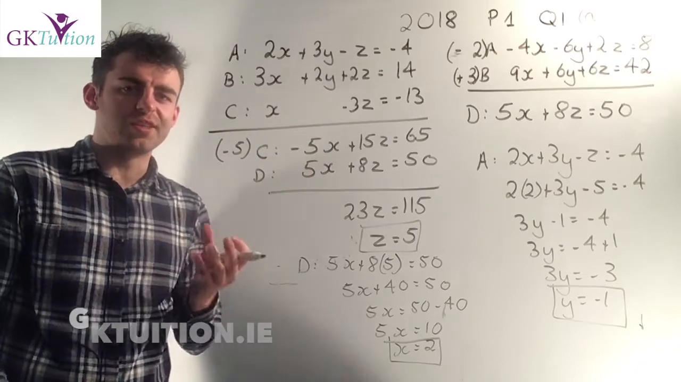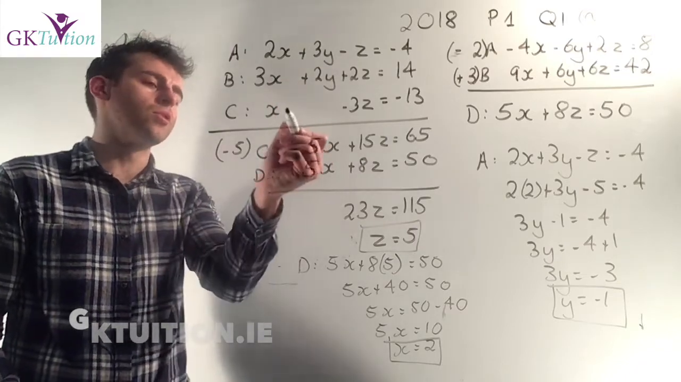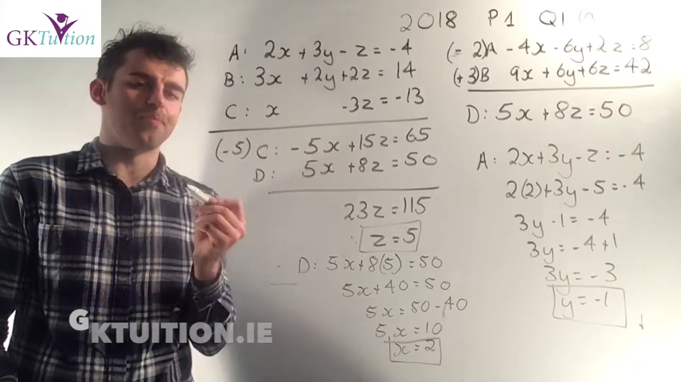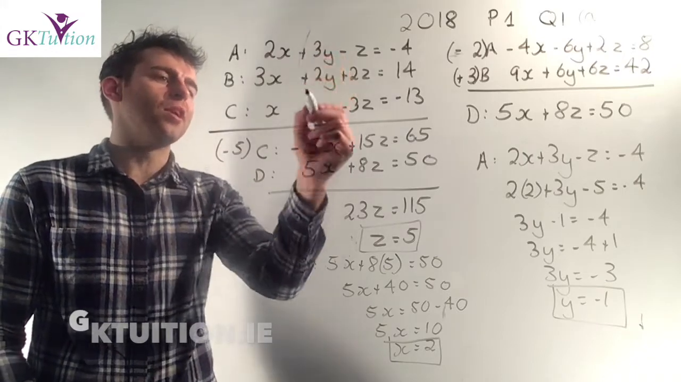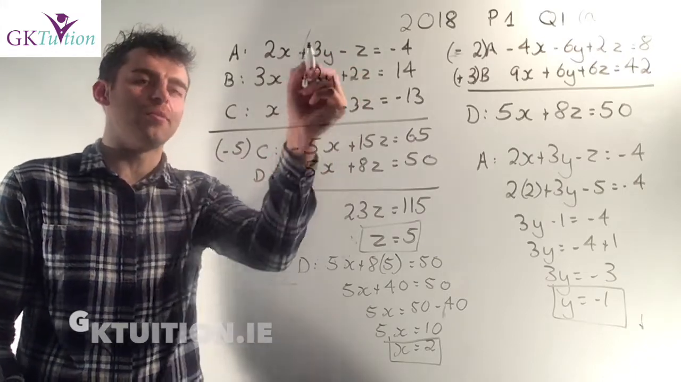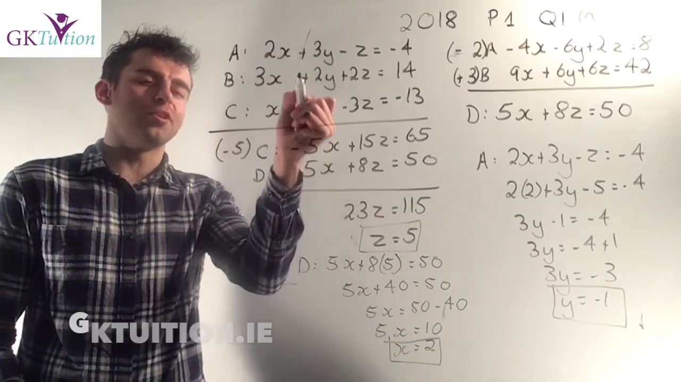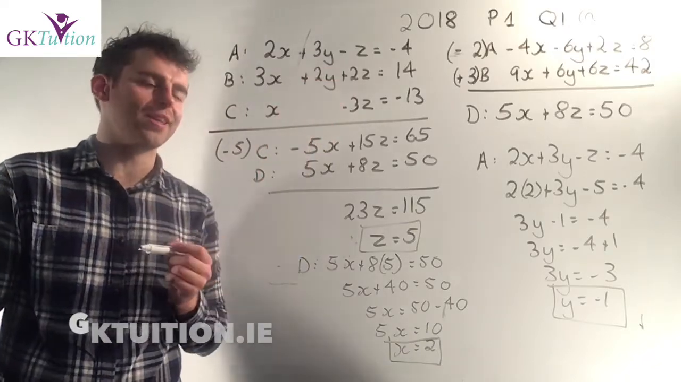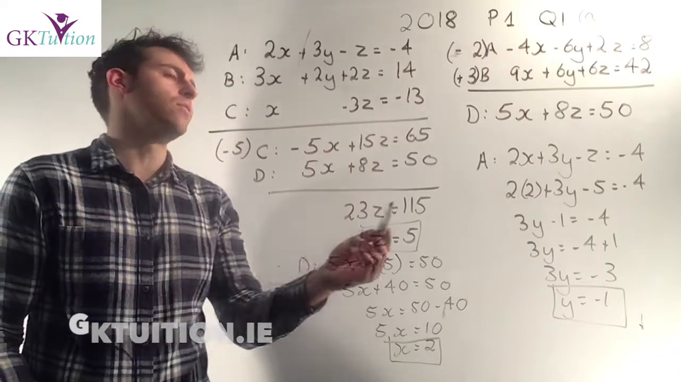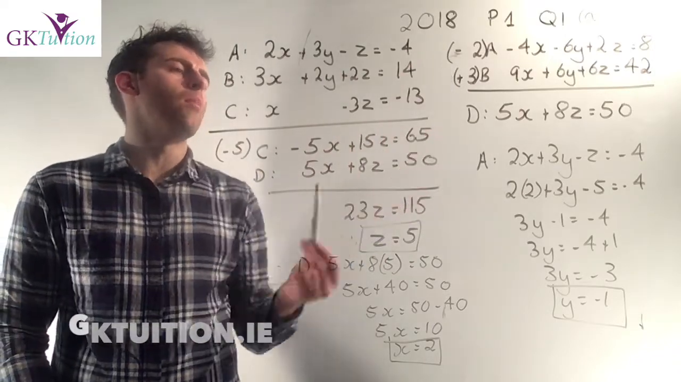This was actually easier than the ones you're probably used to because there's no y in equation C. So the easiest thing to do here is actually try and eliminate your y's from A and B. So if you have a 3y here and a 2y here, you want to turn one of them to plus 6, one of them to minus 6. So on the right hand side here, that's what I've done. I multiplied the top line by minus 2.